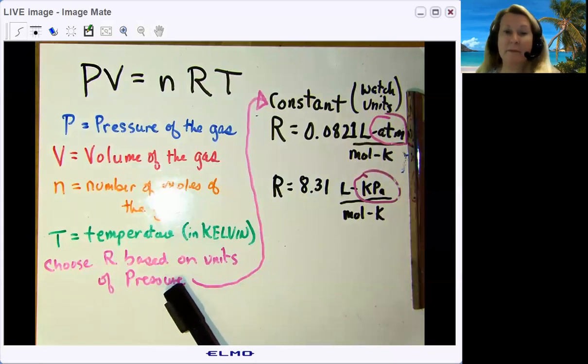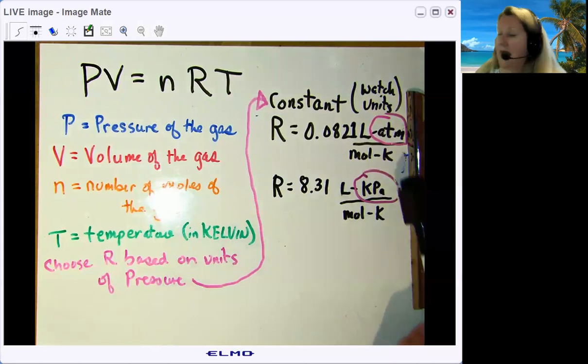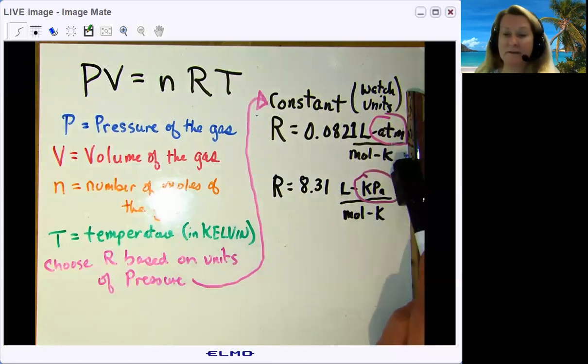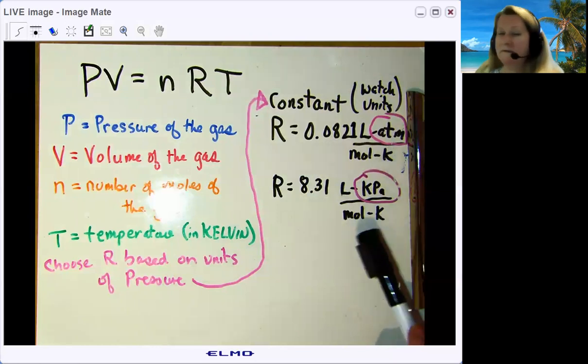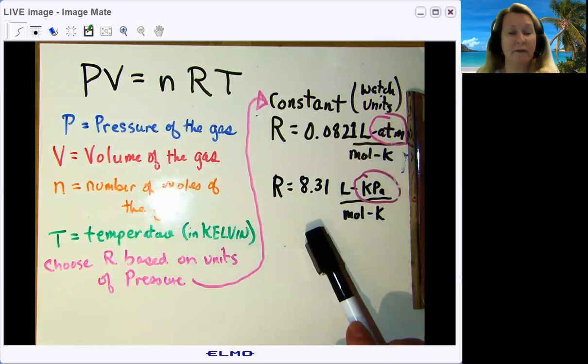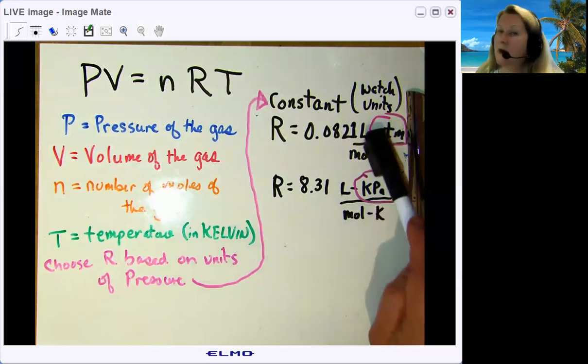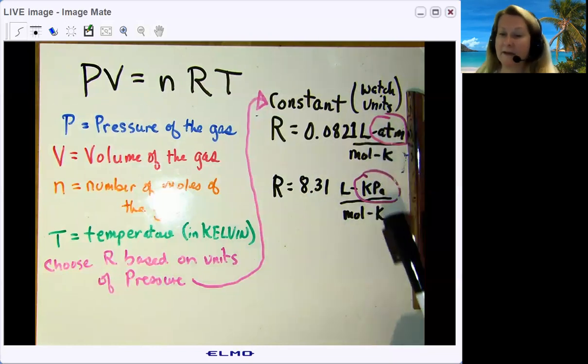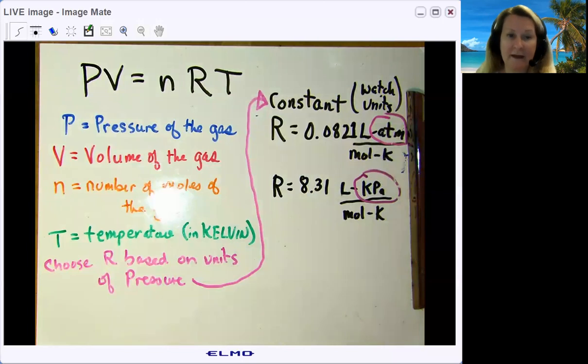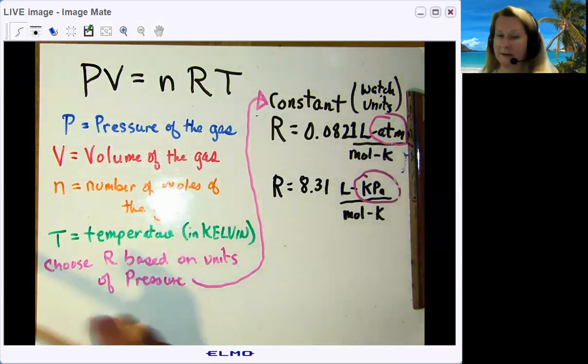If the problem gives you pressure in atmospheres, you use 0.0821. If it gives you kilopascals, you use 8.31. You do not need to memorize either of these numbers. You would be given them in any problem, and the gas constant is also pretty easy to look up online.